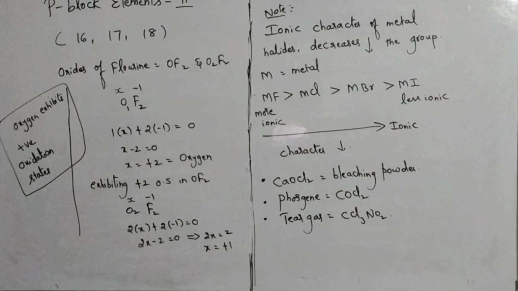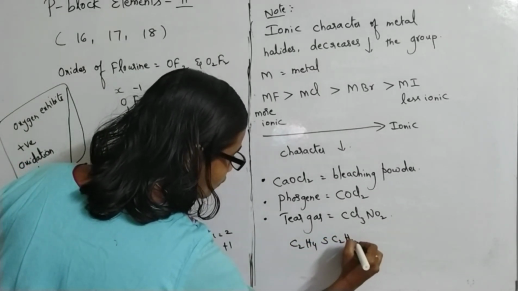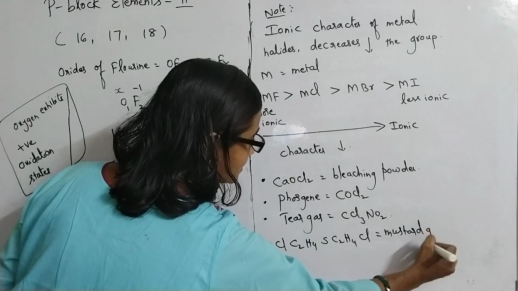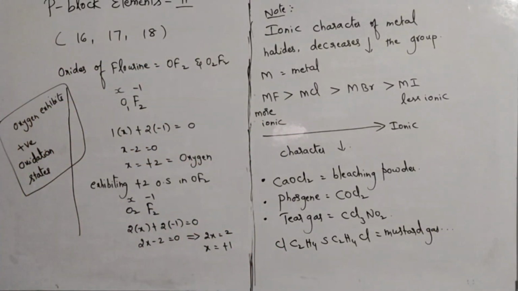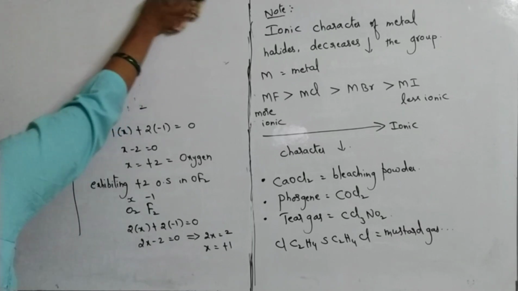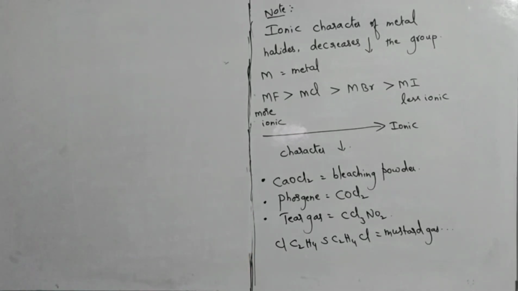Like that, certain disinfectant compounds can be made with the help of chlorine, so just go through all that. You have even mustard gas, C2H4 on both sides with S and Cl, Cl. This is called mustard gas. Like that, certain important gaseous substances are formed with chlorine. Just go through them, and also the preparation and properties of certain compounds of chlorine.